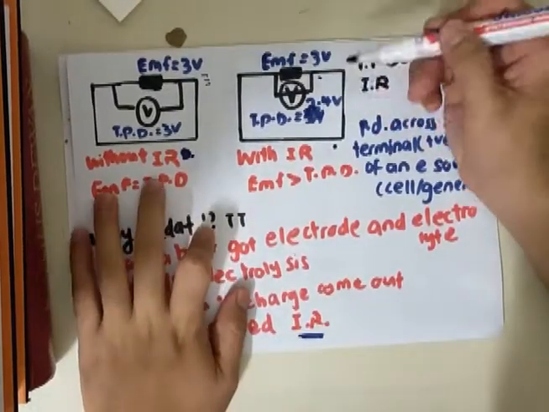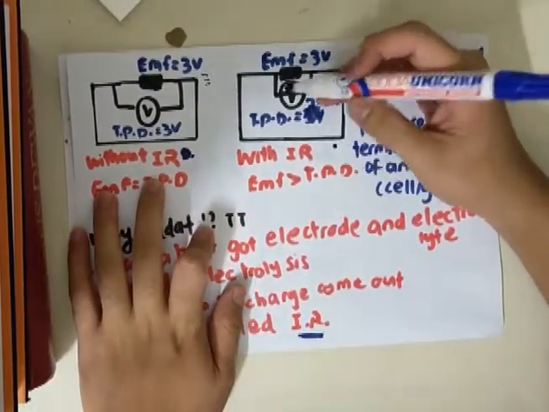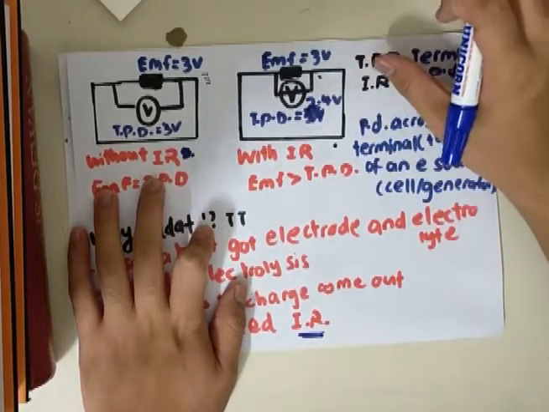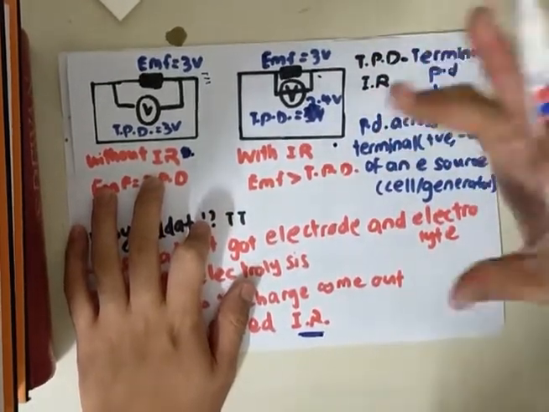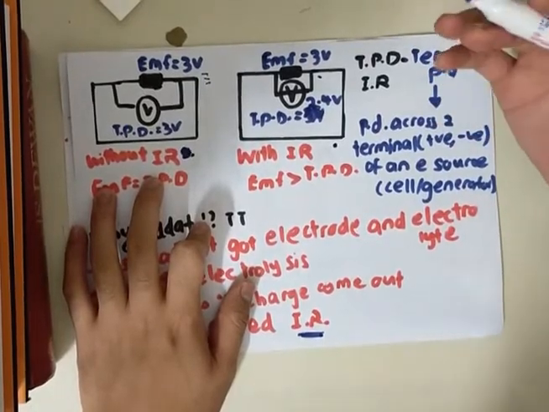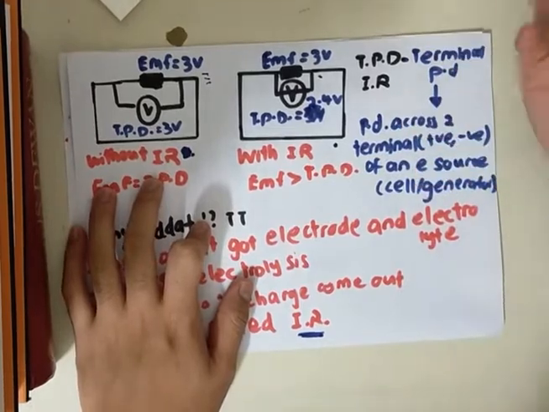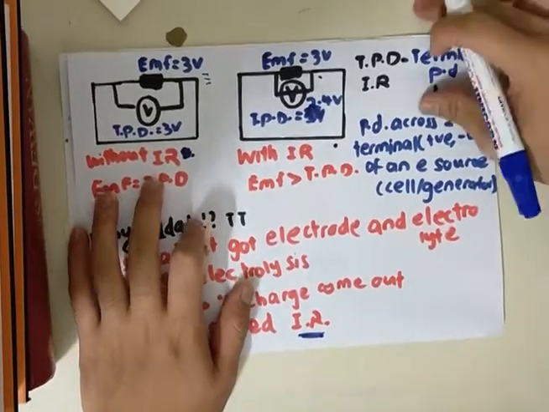If it is with internal resistance, the terminal potential difference would be lower than the EMF. Technically speaking, the EMF is like the maximum capacity that a battery can supply, but the terminal potential difference is the actual voltage or potential difference you would get in real life.